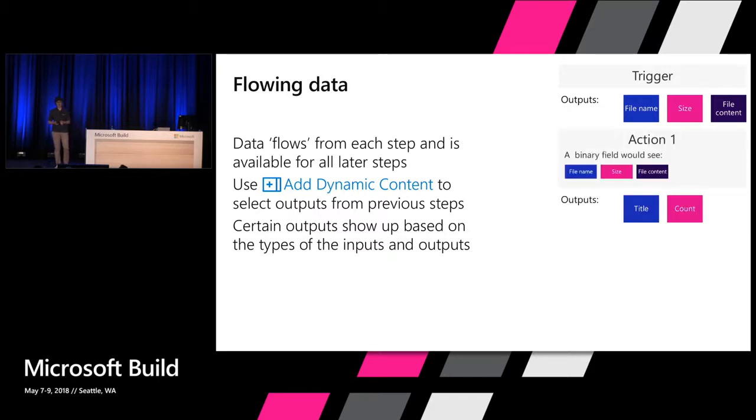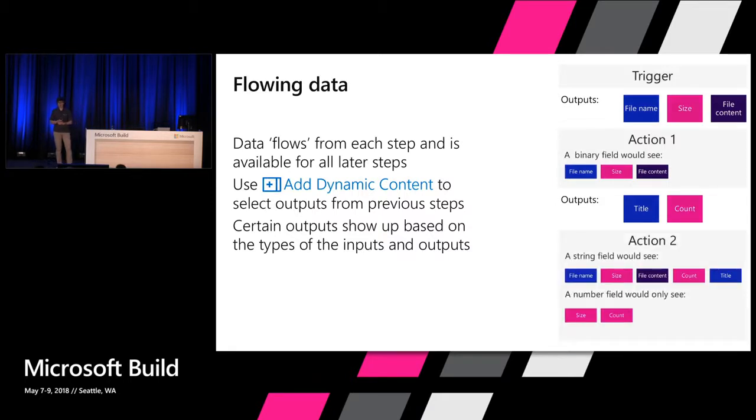If I then add an action onto the flow, and I have a field that takes any binary content as an input, I can use any of those trigger outputs in that action. So let's say this action is uploading a file to a particular folder. If I were to pass in the file name, I get a new file added to that folder that just has the file name as the contents. That isn't exactly what I would want, but I can do that. Now, that action will in turn output additional data, such as the title of the folder and how many items were in that folder.